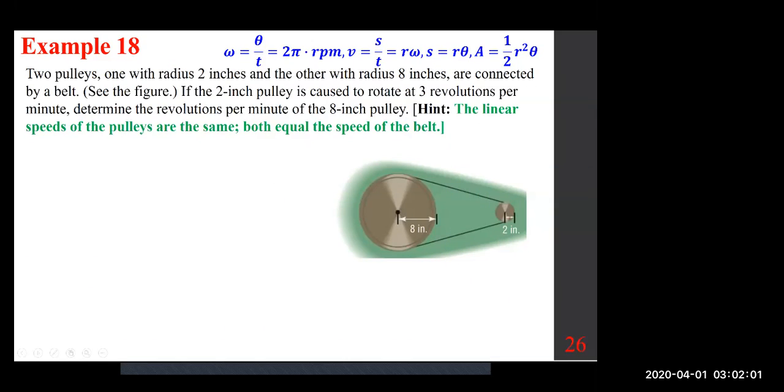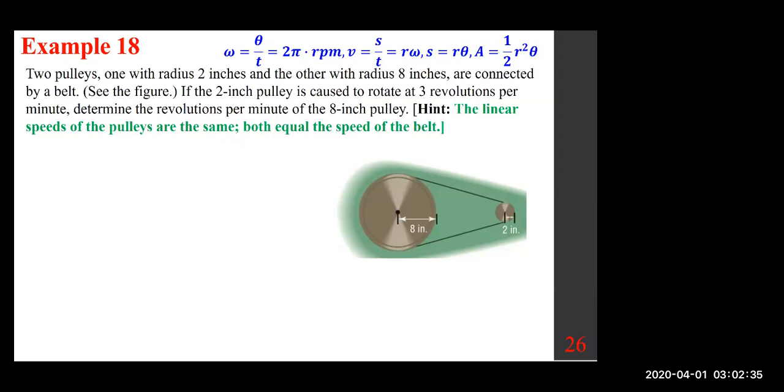Let's see if we can quickly do a few questions. Could somebody read that one for us, please? Yeah, sure. Two pulleys with one radius 2 inches and the other with radius 8 inches are connected by a belt. See the figure. If the 2-inch pulley is caused to rotate at 3 revolutions per minute, determine the revolutions per minute of the 8-inch pulley. Hint, the linear speeds of the pulleys are the same, both equal the speed of the belt. Thank you so much. So that is the fact in physics that we are going to use.